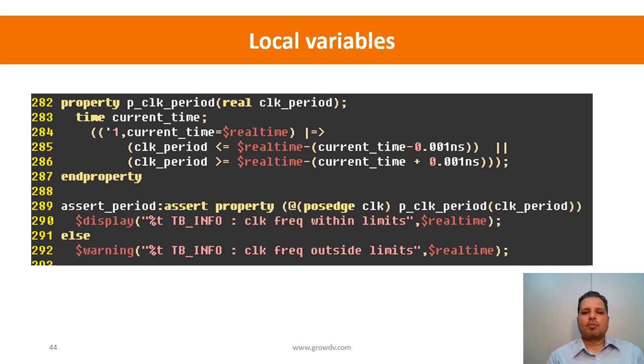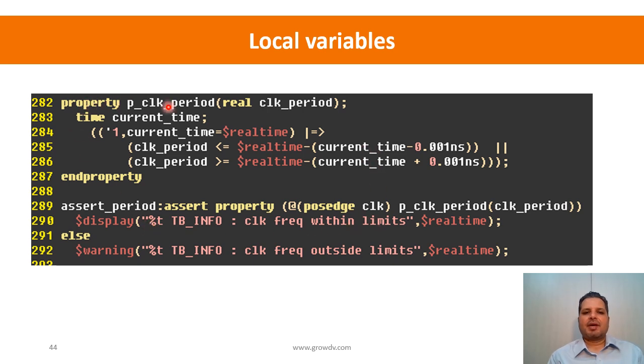Okay, we'll look at one more example of local variables. Let's say we want to measure the period of clock and check that it is within certain tolerance range of certain frequency. How do we do that? Okay, so that's what we are trying to do over here.